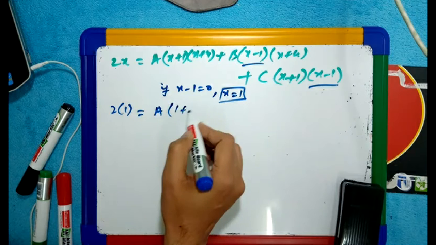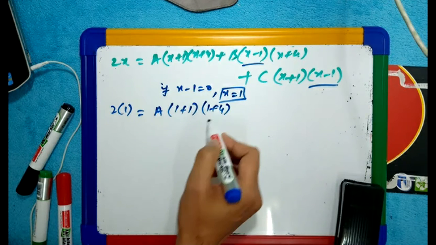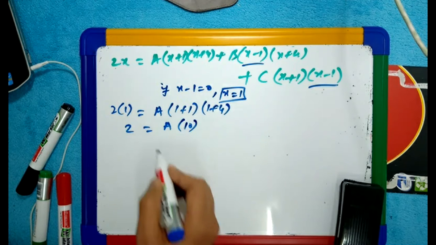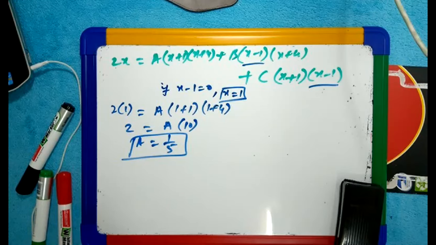1 plus 1 and 1 plus 4. So 2 equal to a times 5, and this will be 5 to the 10. So a equal to 1 by 5. The first thing is found, right? Now the second thing. For the second thing, what should I do?